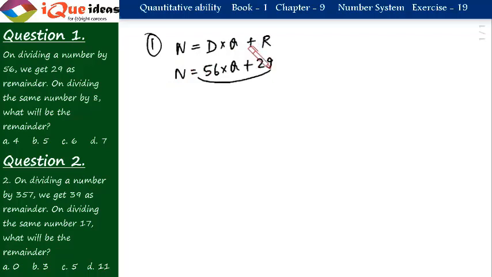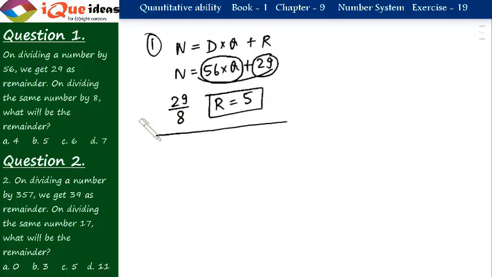Now the same number has to be divided by 8. As you can see, 56 is divisible by 8. 8 sevens are 56. So this 56 into q will not yield any remainder on division by 8. Now 29 is not divisible by 8, so whatever remainder we get comes from 29. So divide 29 by 8. 8 threes are 24. So the remainder would be 5. So 5 is the answer to this question.